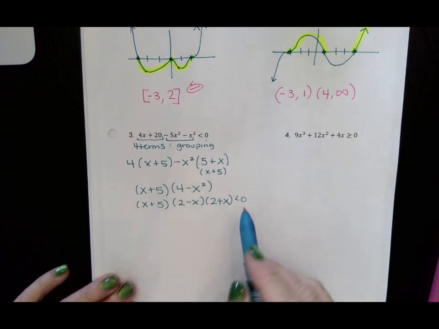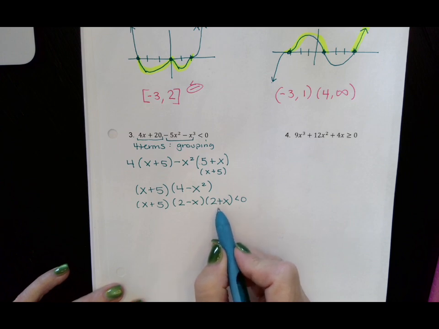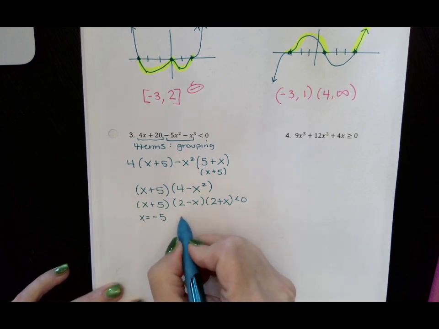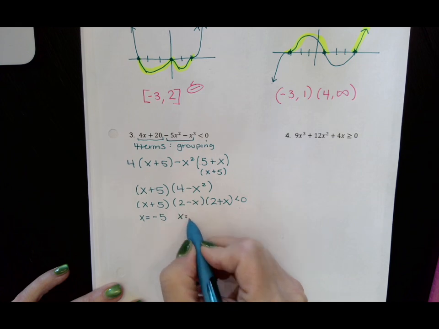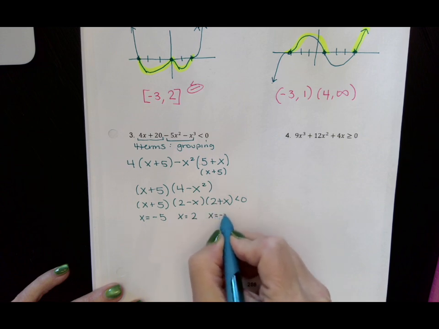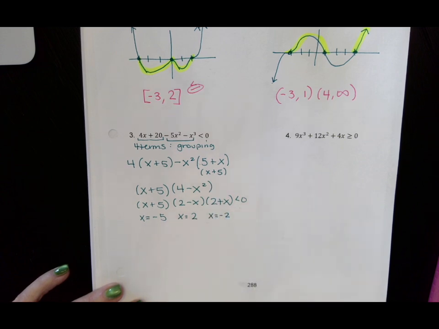So now let's talk about where my zeros are. I have a 0 here at x equals negative 5. I have a 0 here, and that's going to happen at x equals 2. And this is going to be x equals negative 2. All right, so you can do the math if you need to. Remember, set your terms equal to 0.